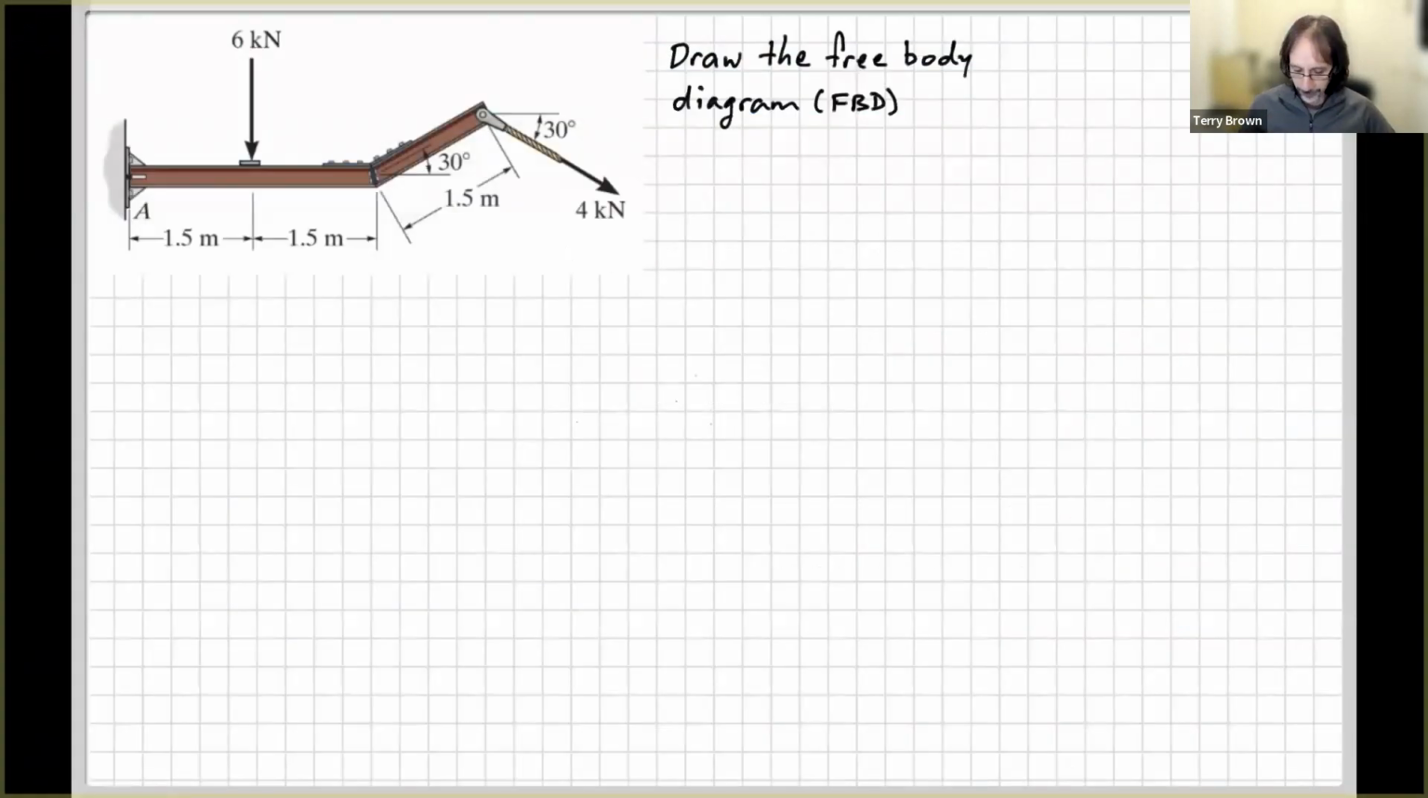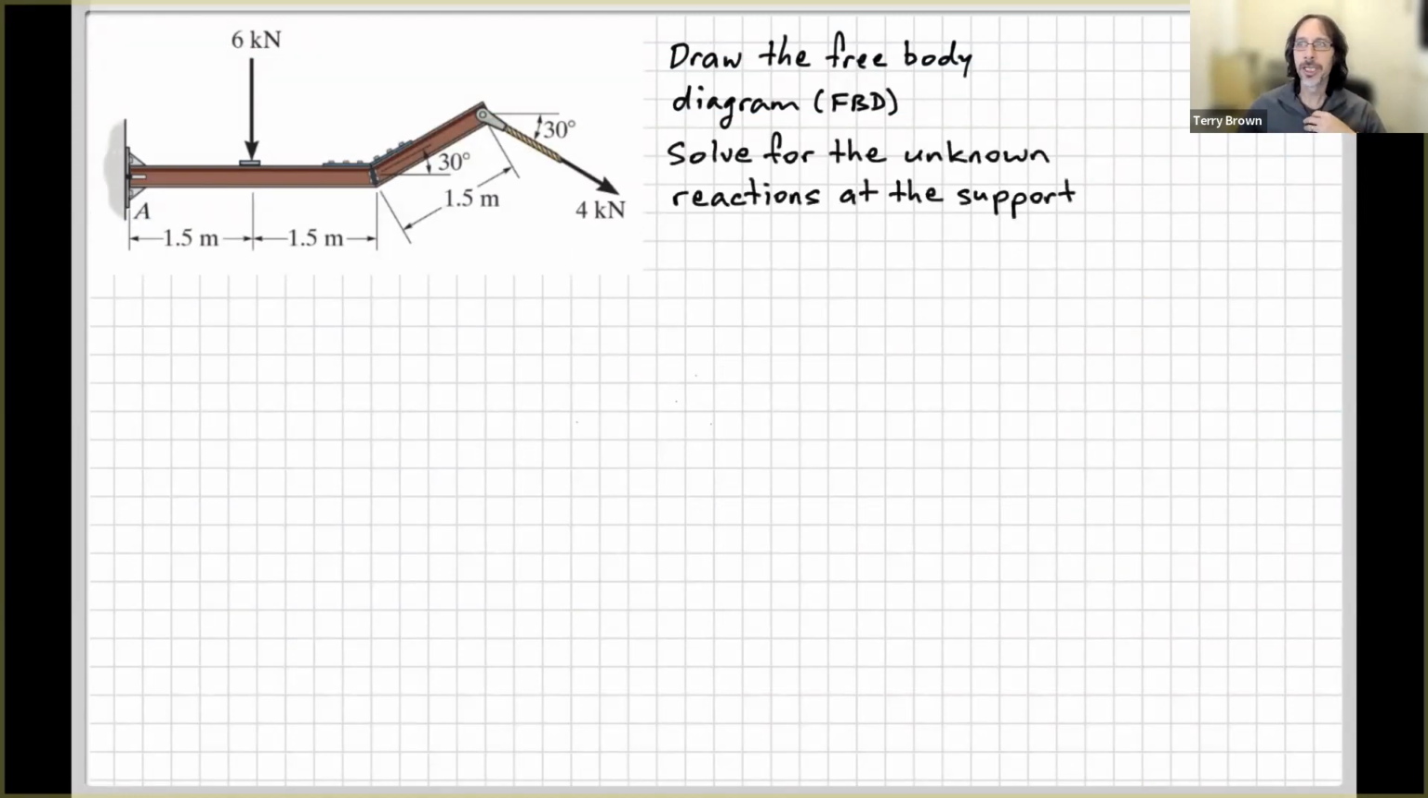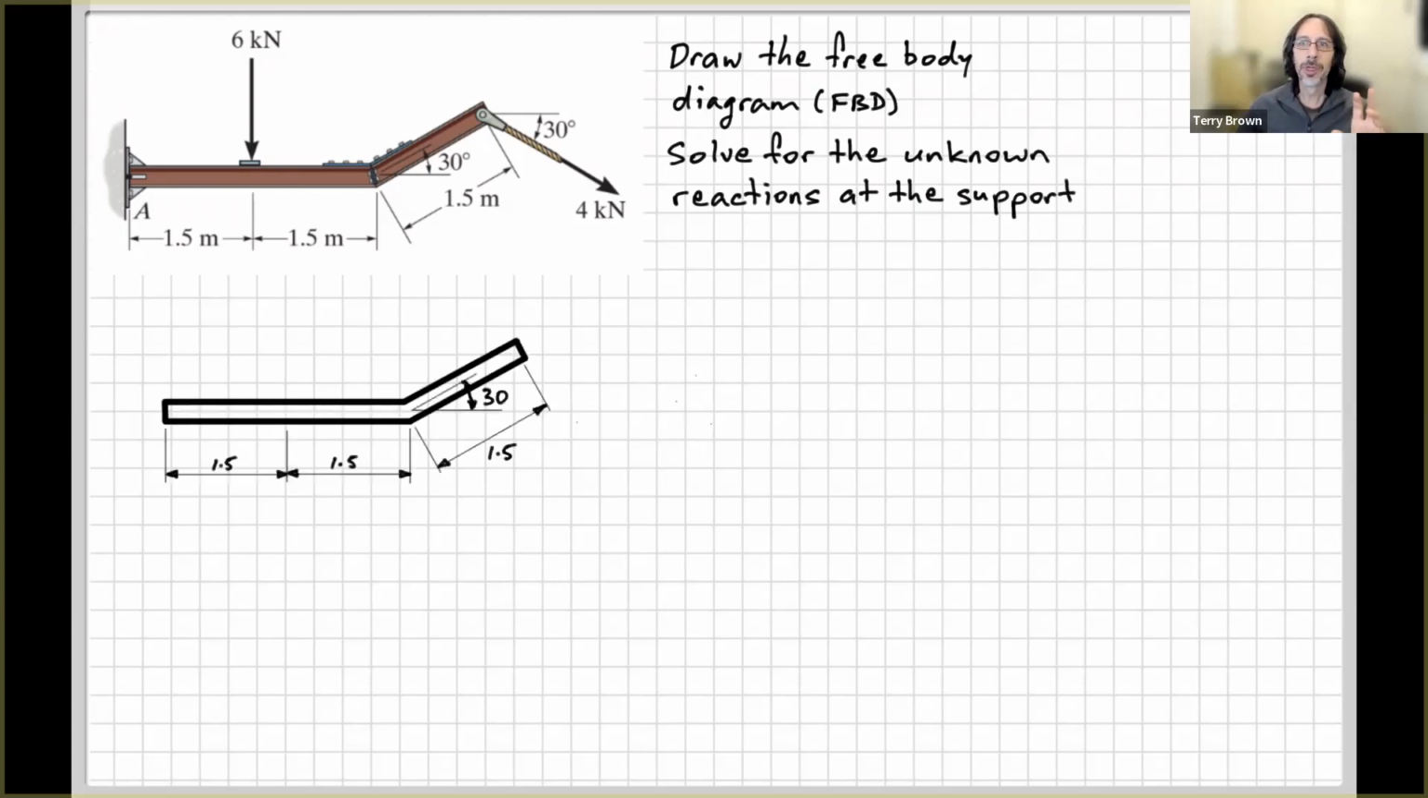Okay, so let's draw the free body diagram, and then after that we start solving for the unknown reactions at the support. Free body diagram first: draw a simple outline of the body that we're analysing, free from anything it's connected to. Here we're analysing the whole of the bent beam structure, and we want to calculate what our reaction forces are. So we don't show the support here. What we do show is the reactions that are generated by that support.